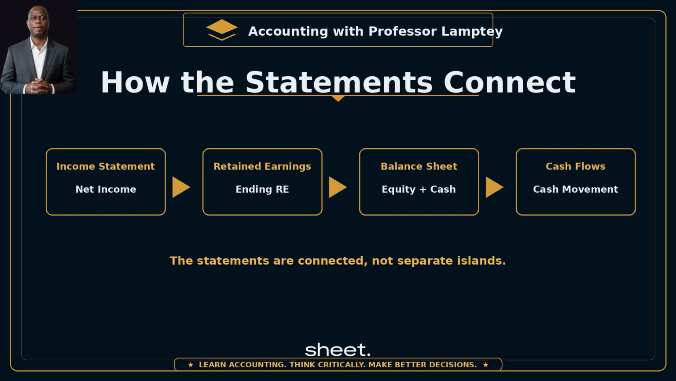Third, prepare the balance sheet. Why? Because ending retained earnings from the statement of retained earnings is reported in the equity section of the balance sheet. Fourth, prepare the statement of cash flows. Why? Because it explains the change in cash during the period. So the connection looks like this. Income statement gives us net income. Net income flows into retained earnings. Ending retained earnings flows into the balance sheet. Cash connects the statement of cash flows and the balance sheet.